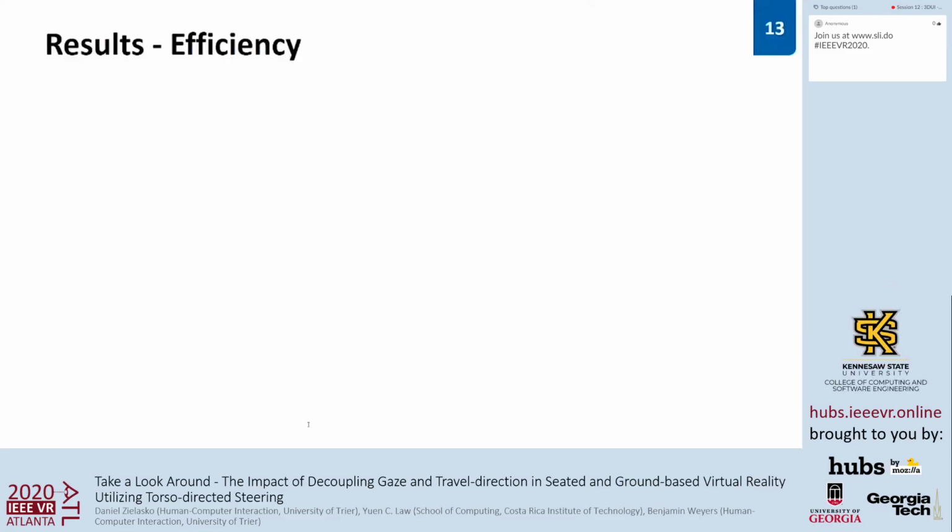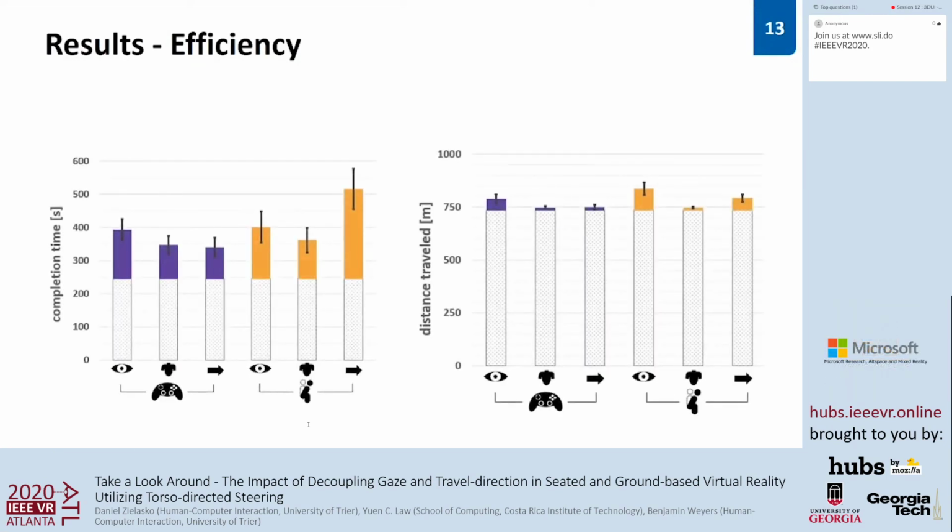Let's come to the results and start with the task performance, where we measured completion time on the left and traveled distance on the right. On the x-axis, there are the different pairs of conditions listed, and the y-axis gives us the numbers in seconds or in meters. The white and dotted part of the bars show something close to a perfect run, where we ran with maximum speed from the start to the end without collecting any coins to give you a relation.